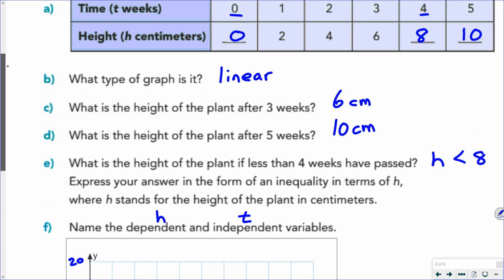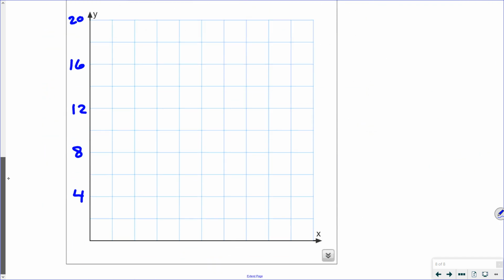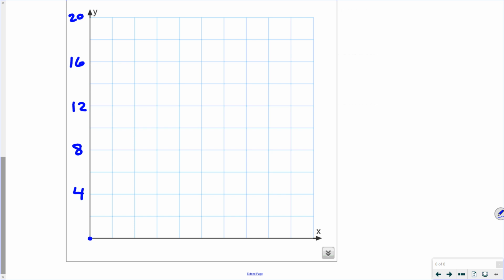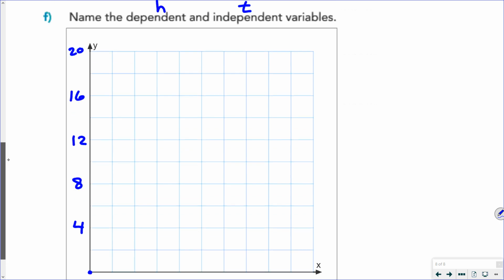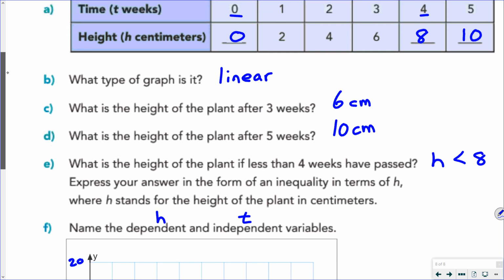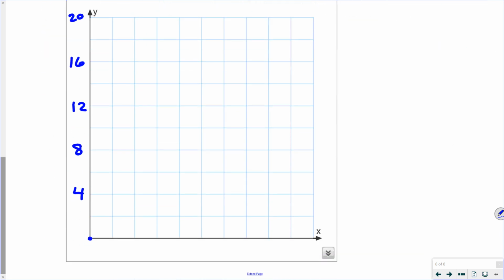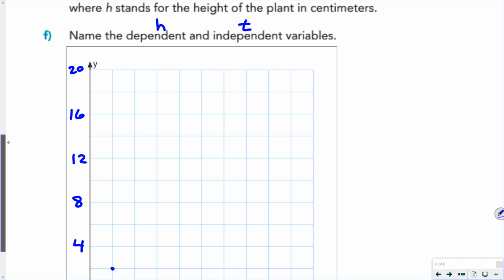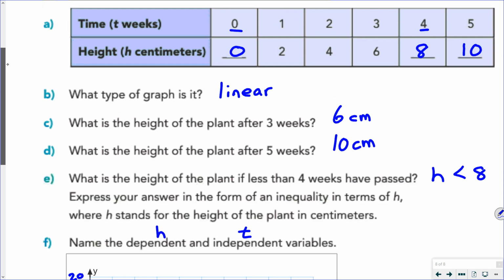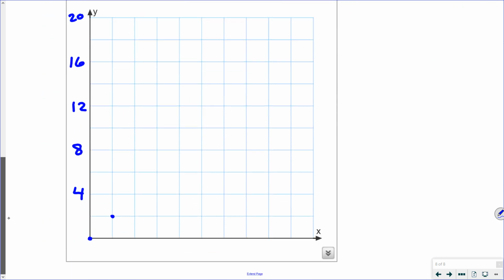So we come all the way back up here. Our first ordered pair is 0, 0. I apologize for going back and forth on you. Come back up here. Our next ordered pair is 1, 2. So we go right 1, up 2. And then our next ordered pair is 2, 4. And then connect.